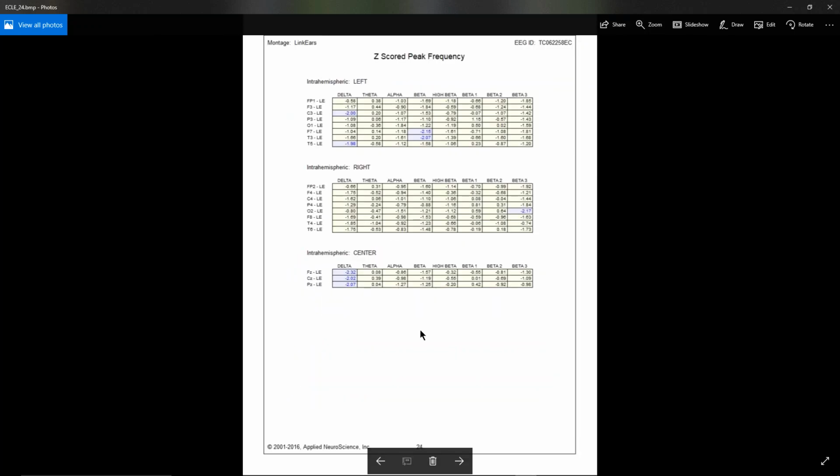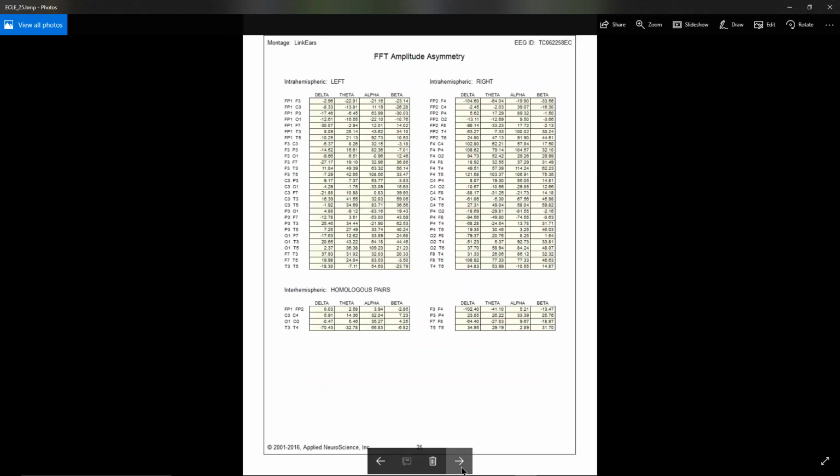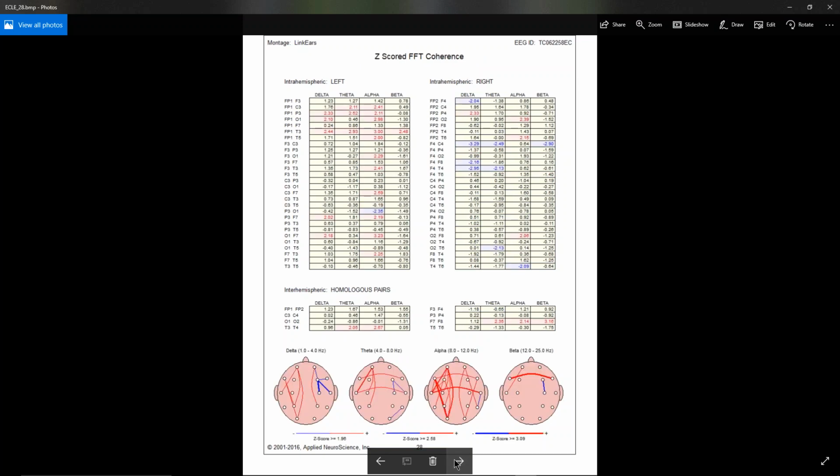So again, we're just looking to see what's there. We're not making any conclusions yet, although we're starting to build a hypothesis about what's going on with this person and trying to correlate it with her presenting values. Here we are at coherence again, so we have statistical values here and a table of the statistical values in each frequency and the relationship, the sensor relationship.